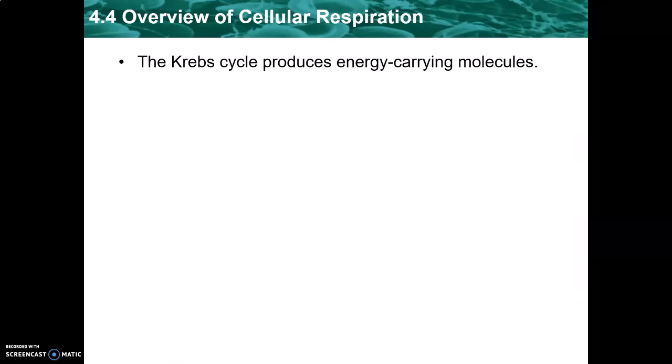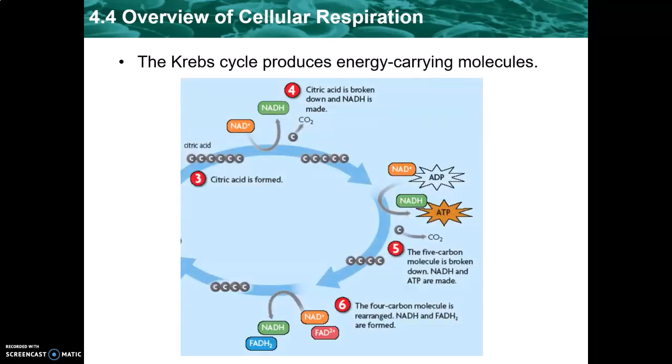Your big takeaway message for the Krebs cycle is simply its purpose is to produce energy carrying molecules. So if we look at it, it is a cycle, and don't freak out when you see this diagram. I'm not going to ask you the details of the diagram. What I really want to highlight here are those energy carrying molecules. And what I mean by that, I mean the NADH that's produced. NAD+ is picking up electrons, which are a source of energy later on in the electron transport chain.